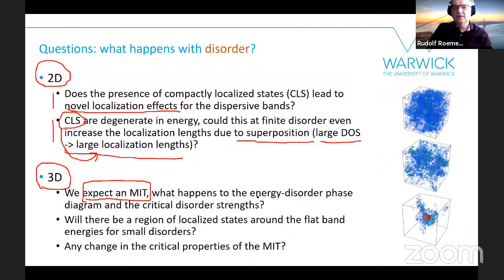So we were thinking, what happens to this transition, in particular, what happens to the energy-disorder phase diagram? What happens to the critical disorder strengths when we have these additional localized states in our system? We'll see in a few seconds that in 3 dimensions, where we have this Anderson localization, for weak disorder we have a sea of extended states. And now in the sea of extended states, there should be these compactly localized states living in there.